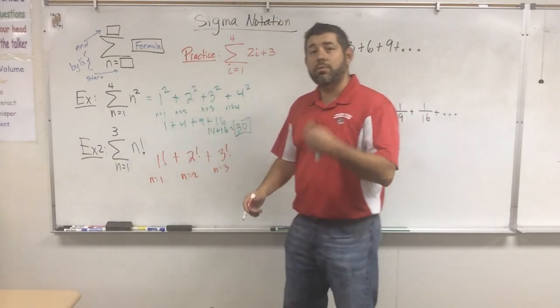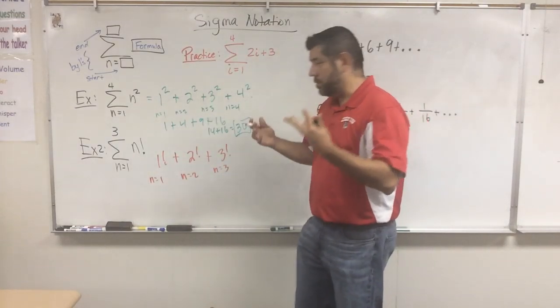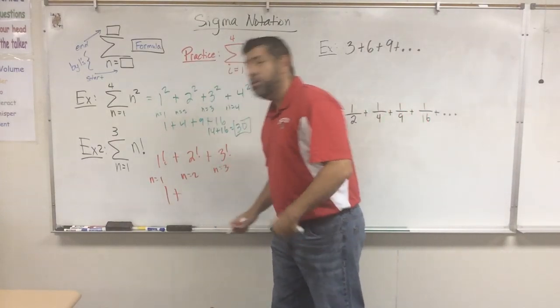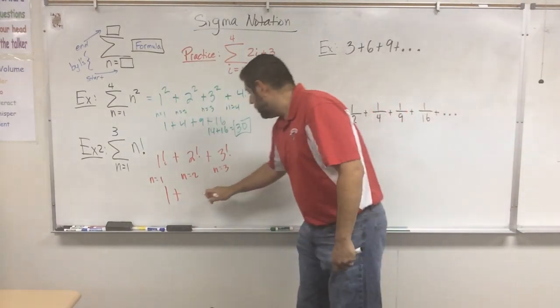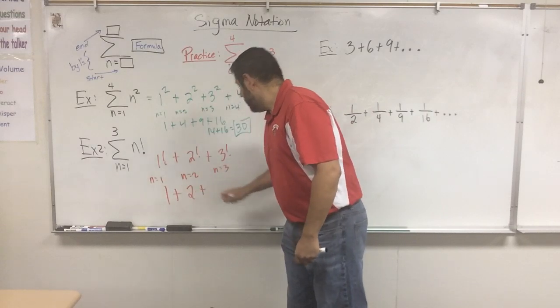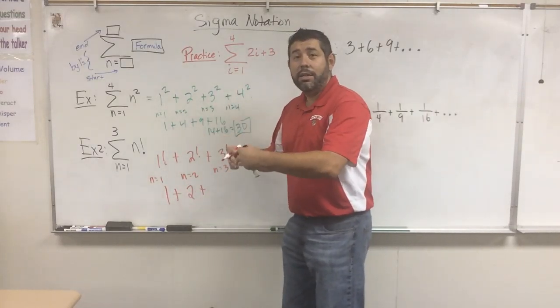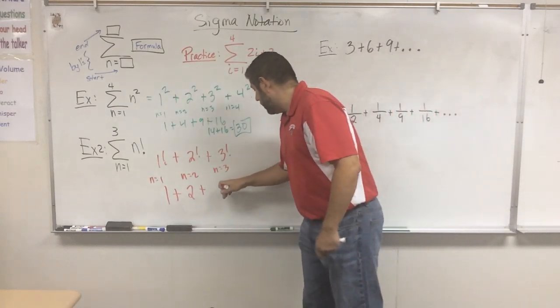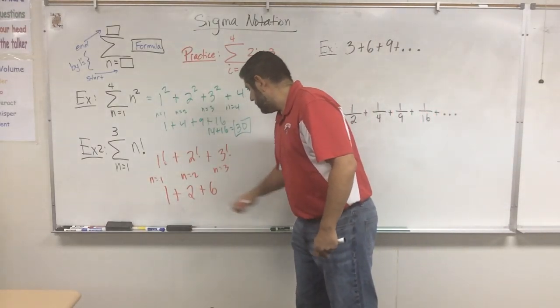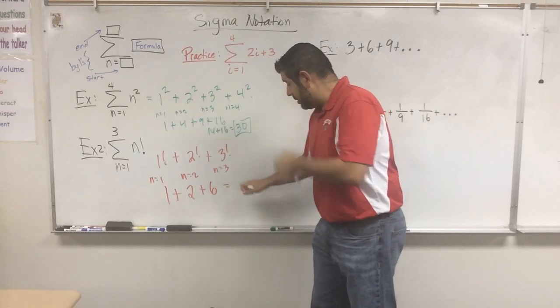Remember, 1 factorial is 1 times 1, which is 1. 2 factorial is 2 times 1, which is 2. 3 factorial is 3 times 2 times 1, which is 6. We add that up together, 6, 7, 8, 9.